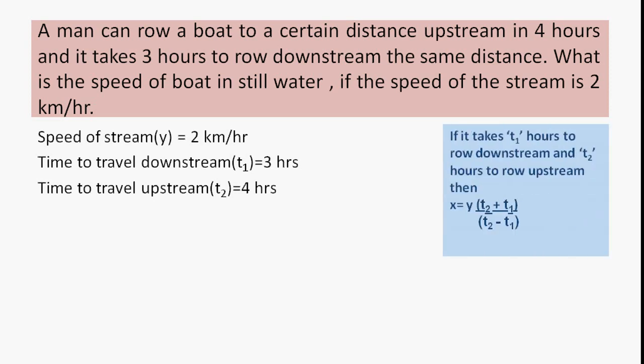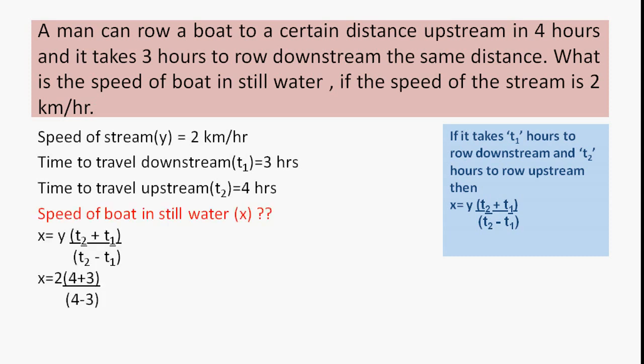Using the formula that if it takes T1 hours to row downstream and T2 hours to row upstream, we get x is equal to y (T2 plus T1) upon (T2 minus T1). For those of you who are wondering how this trick has suddenly come, I have already discussed it in part 1 of my video. You can find its link in the description box. Substituting the values, we get x is equal to 14 km per hour.